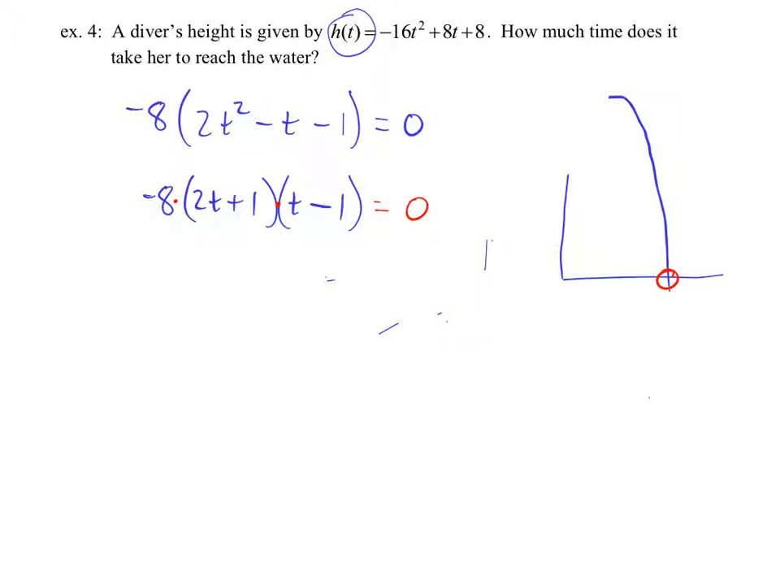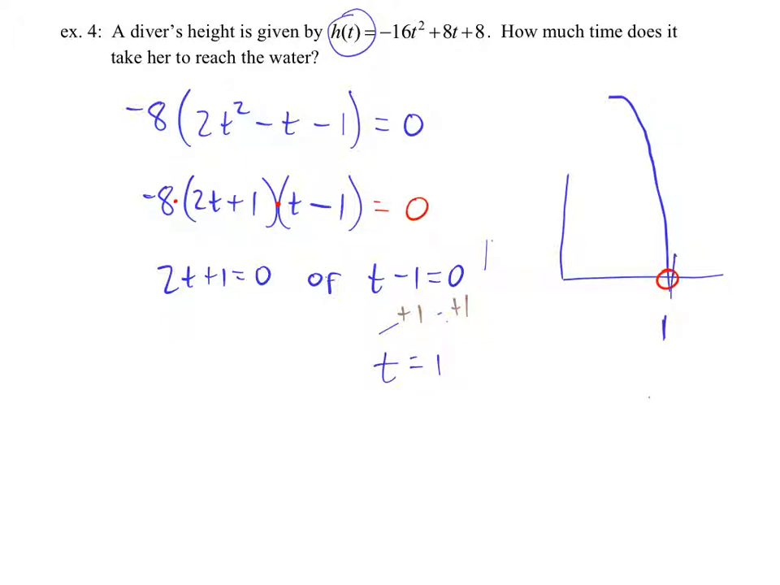So now we know either the 2t plus 1 has to be 0, or t minus 1 equals 0. Anybody see which one it has to be already? Which one's going to give us the positive? Plus 1, plus 1. So this one here, t equals 1, tells us that she's going to hit the water at 1 second.